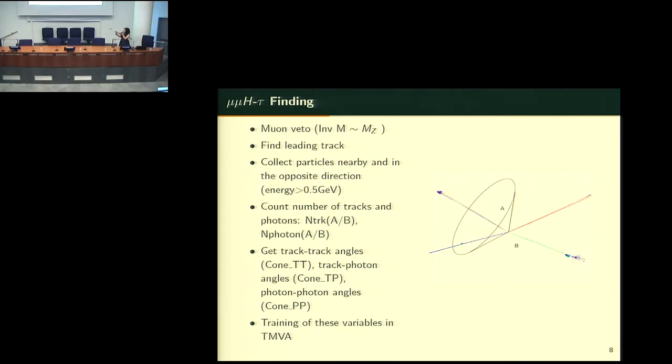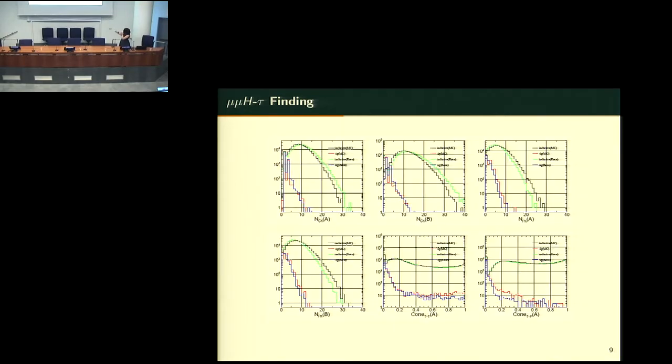And then once we have got the mu Higgs events, what we have to do is first to veto the pair of mu's decayed from Z by using their invariant mass, and then we separate the whole space into two regions, and by counting the number of particles in these two regions, and also to calculate the angles between the furthest track to the leading track, and also the furthest photon to the leading track, and also the furthest photon to the leading photon. And all these parameters are trained in TMVA.